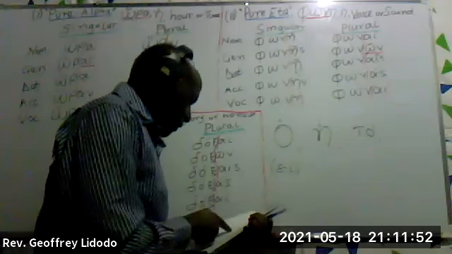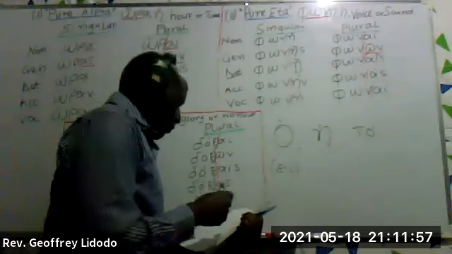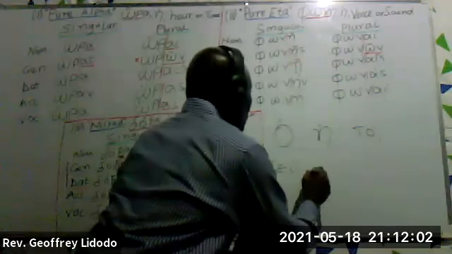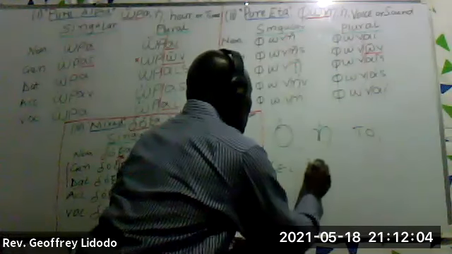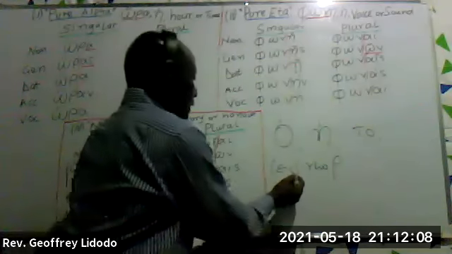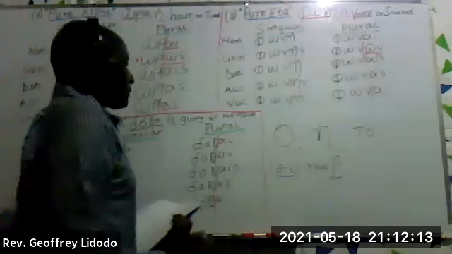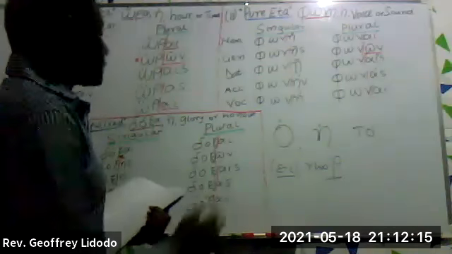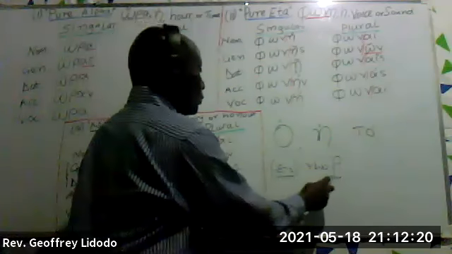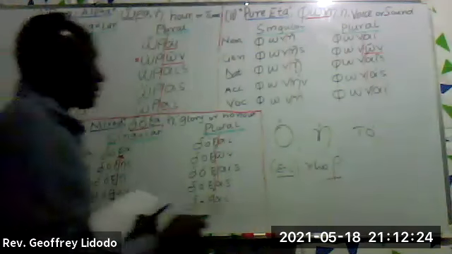Yeah, if it ends in epsilon or iota or rho, this is beta. If the stem ends with this alphabet, that is epsilon or iota or rho, automatically they fall under your alpha.